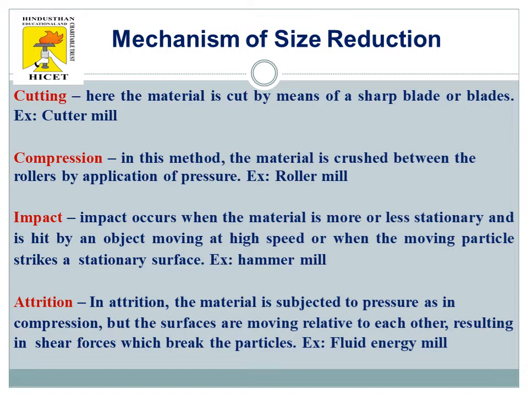The second principle is compression. In this method, the material is crushed between two solid objects by the application of external pressure. The example for this principle is the roller mill equipment.